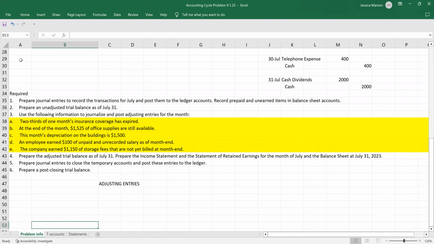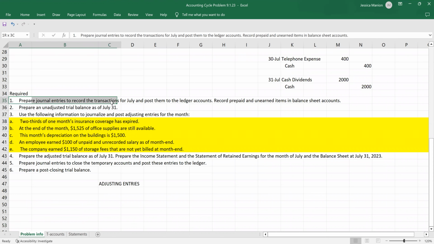So these were the steps of the problem. So prepare the journal entries, post them to the ledger accounts, prepare the unadjusted trial balance. We've already done step 1 and 2, right? We've already completed step 1 and 2. Now we're on step 3, prepare the adjusting entry.